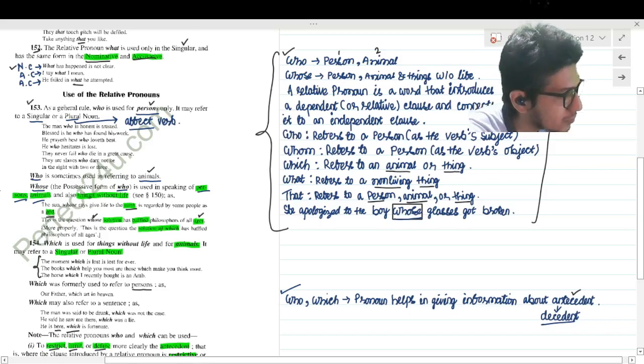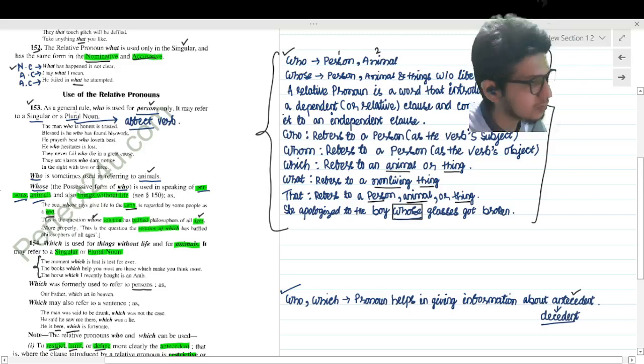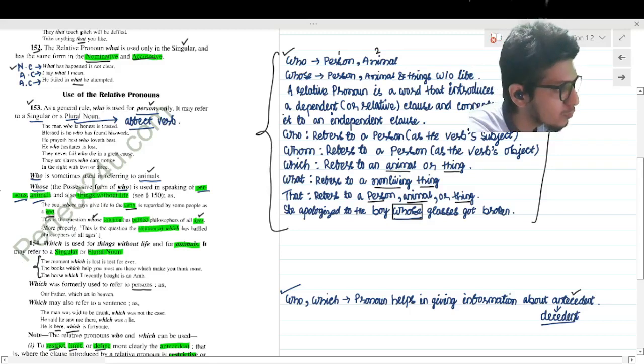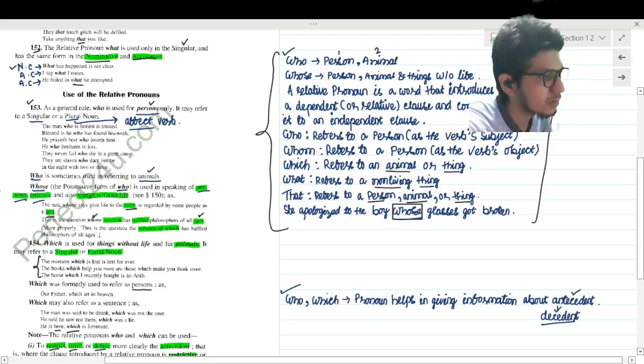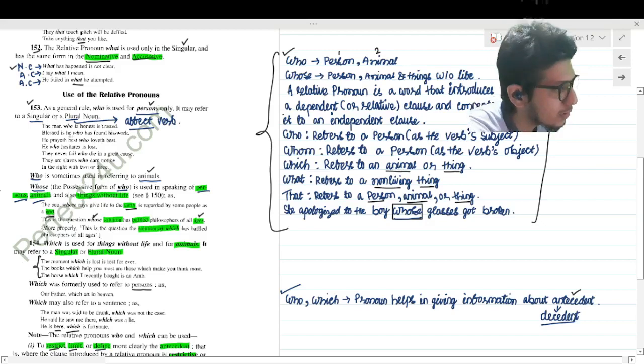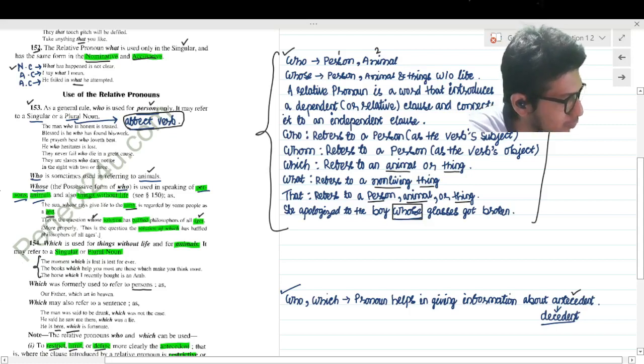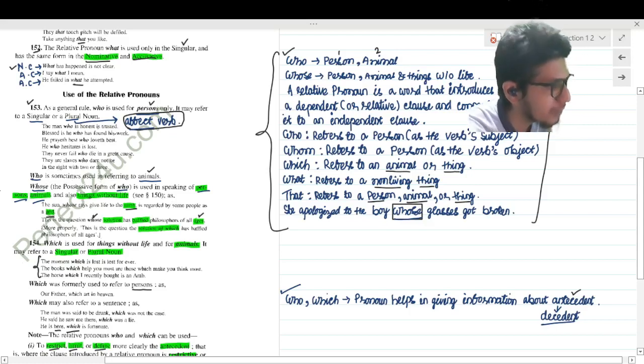Rule number 153. As a general rule, who is used for persons only. It may refer to a singular or plural noun, and the verb will be affected according to the noun. The man who is honest is trusted. He who hesitates is lost. Who is sometimes used in referring to animals.